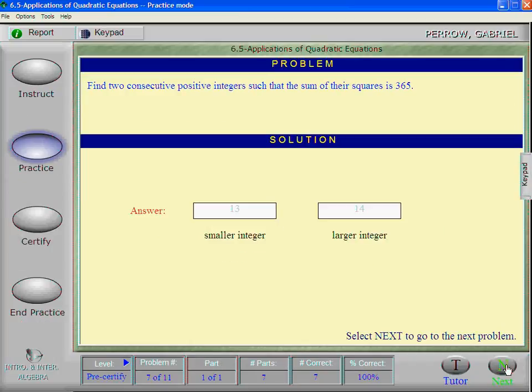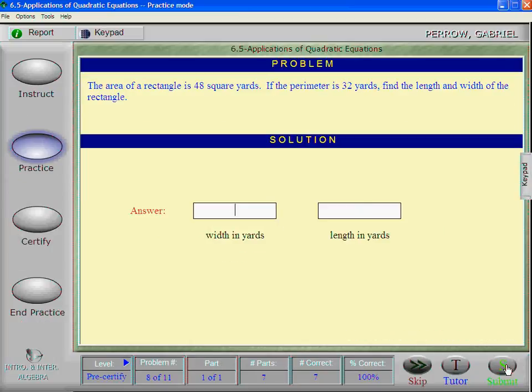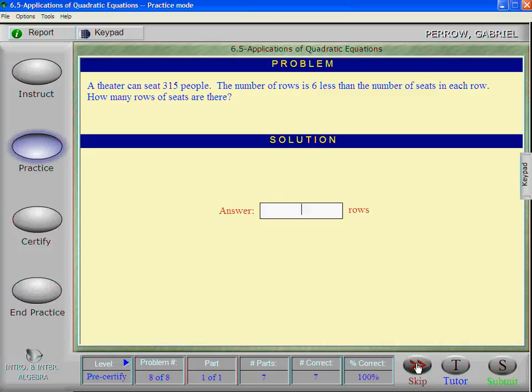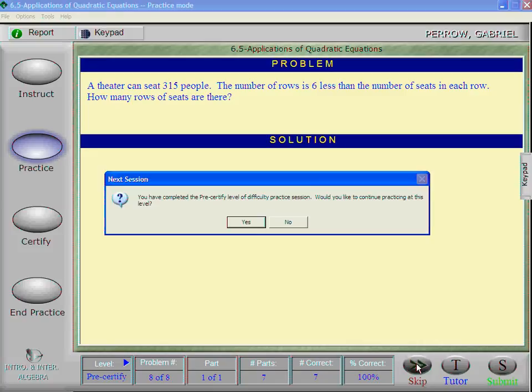Okay, so we've got a good collection of problems that we've worked our way through. This one talks about area of a rectangle. I'm going to skip ahead and see if there's anything different than what I've done thus far. Rectangle, done something like that. Theater, you can see 315 people. This is still kind of a rectangle where you have rows and then number of seats in each row. We've worked something out similar to that. So I think we've tackled most of the types of problems that you'll see.